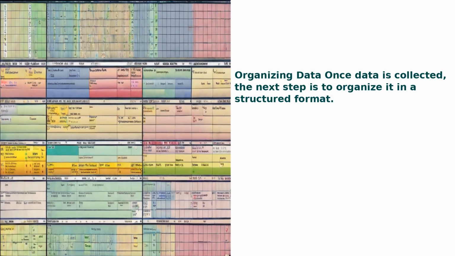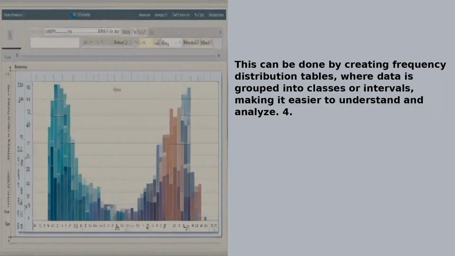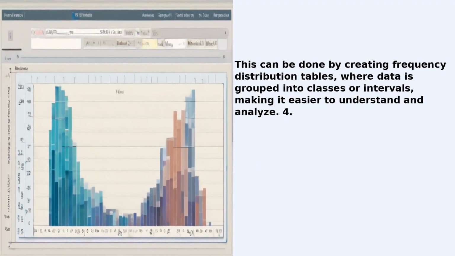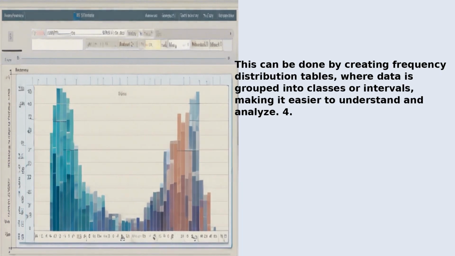3. Organizing data. Once data is collected, the next step is to organize it in a structured format. This can be done by creating frequency distribution tables, where data is grouped into classes or intervals, making it easier to understand and analyze.